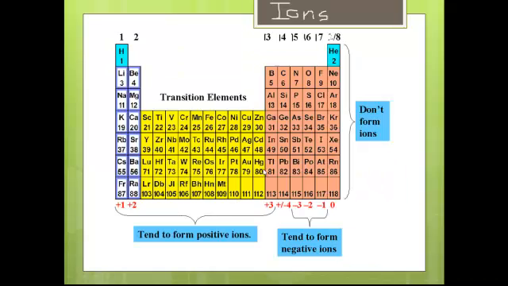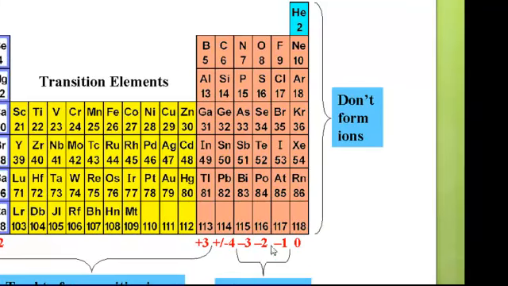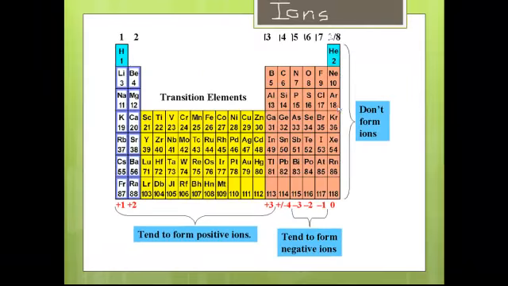In general, families form the same ions. This first family, the alkali metals, form +1 ions. The second family, the alkaline earth metals, form +2 ions. Over here, the nonmetals in this general region, the halogens form -1s, the oxygen family forms -2s, nitrogen forms -3s. Some of the carbon family can gain or lose electrons. We'll talk about that later. But what's important here also is the noble gases don't form ions at all.